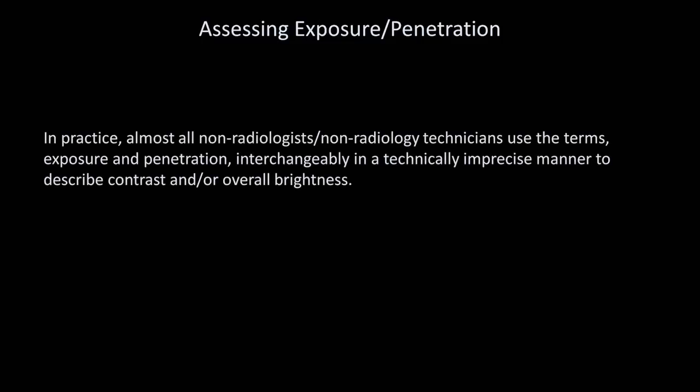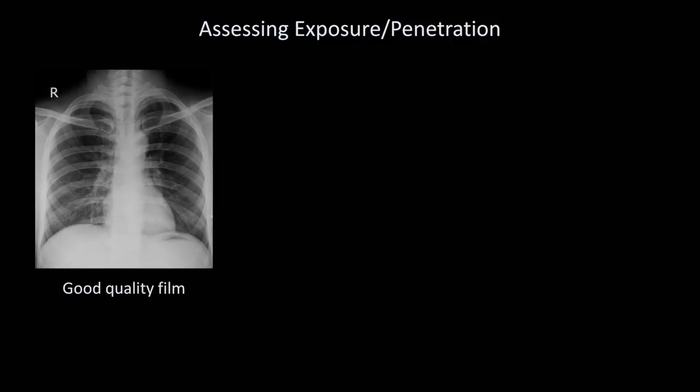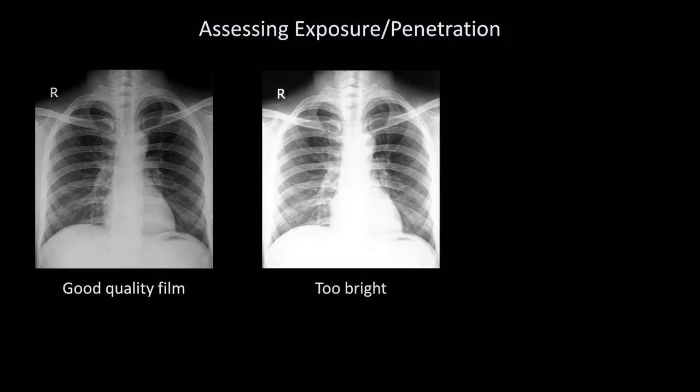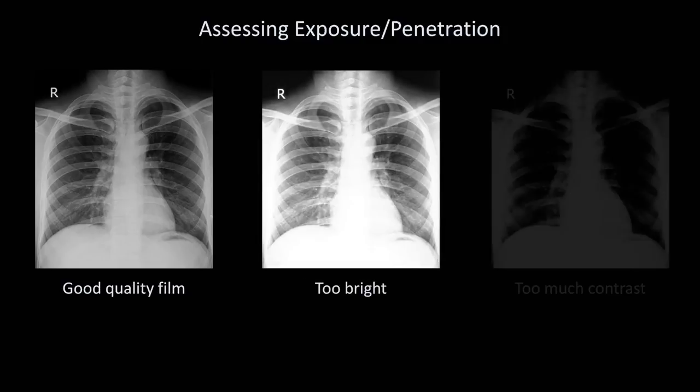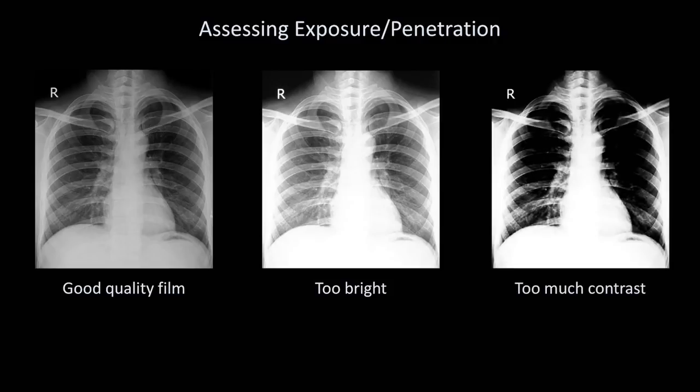When it comes to assessing a film's exposure, in practice, almost all people who are neither radiologists nor radiology technicians use the terms exposure and penetration interchangeably in a technically imprecise manner to describe a film's contrast and/or overall brightness. Here's a good quality film where the specific combination of brightness and contrast allow for the best balance of identifying various types of chest pathology. Here is the same patient in which the film is too bright. And finally, in this case, the overall brightness is technically normal, but the film has too much contrast, so the heart looks too bright and the lungs look too dark.